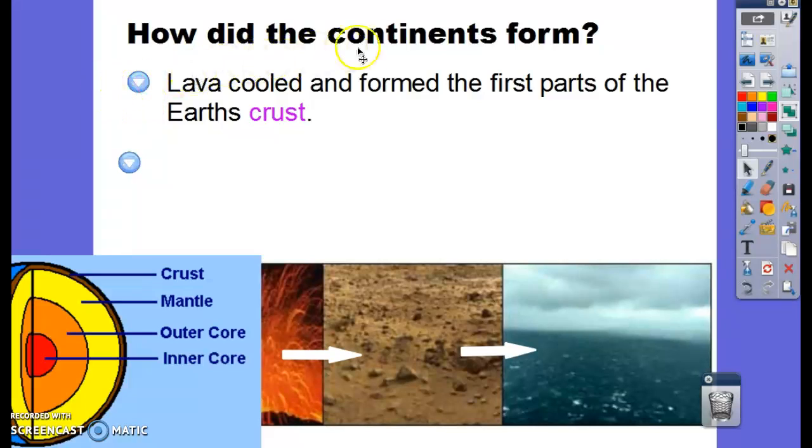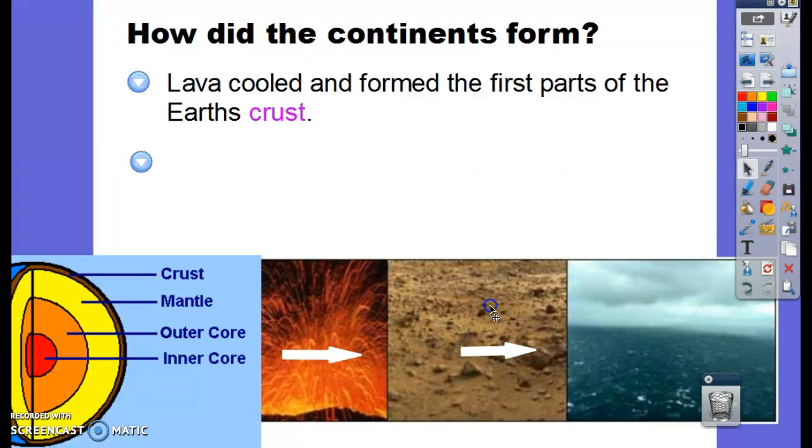So then, how did the continents form? We have lava cooled and formed the first parts of Earth's crust. Again, you have this written in your foldable, so you don't need to write it again. If you want to write it again, you're more than welcome to. So lava cooled and formed the first part of the Earth's crust.